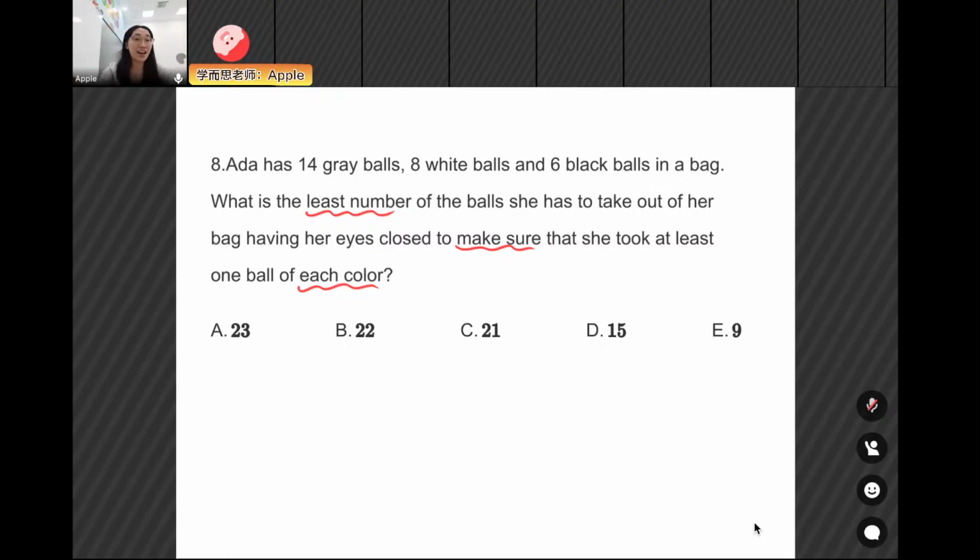So think about it, which color should we start from? If you are the unluckiest person in the world, then you have to take more balls, right? So here you see which color has the most balls. Yes, that is the gray one. So now let's start from 14 and then move on to the white, plus 8. And then plus 6. As long as you get one more ball, you can get every color, right? So based on this, we plus 1. Then the answer is 23. We choose A.